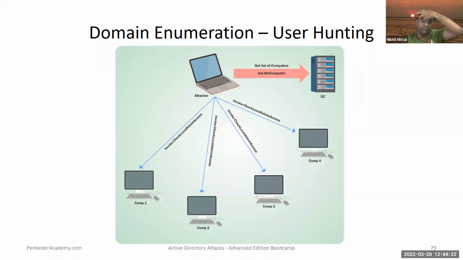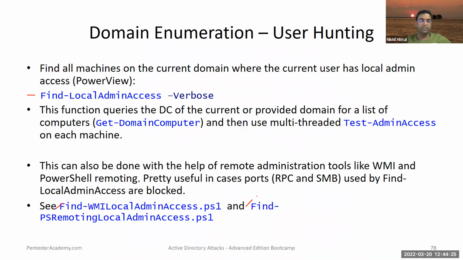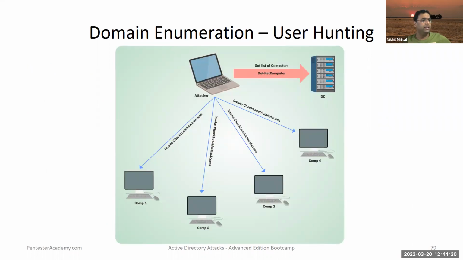The only difference is the way these commands check for local admin access on a machine. So the idea is pretty much this. When you run any of these commands, a request goes to the DC to get a list of all the computers in the domain. And then your machine or process goes to each and every machine in the domain and checks if the current user or the specified user has local admin privileges on any machine.